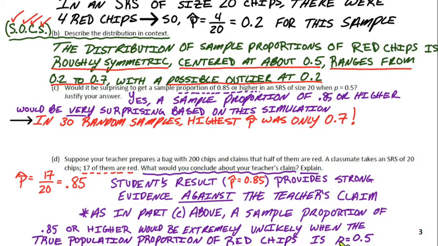So we showed that in Part C. Based on that simulation, it was extremely rare to see something 0.85 or higher. So if we have another case where the teacher says the bag's loaded up with 200 chips and half of them are red, but then we have a kid that pulls 17 out of 20, right away that gives us cause for concern. Maybe the teacher didn't count them out right.